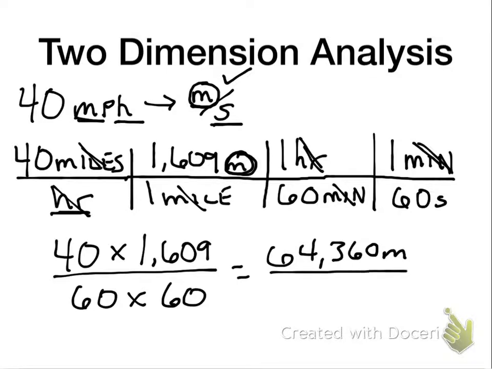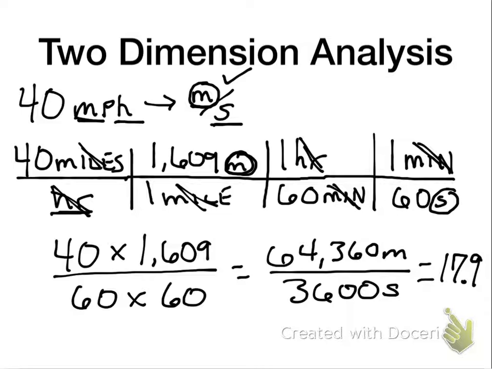So that's meters divided by 60 times 60, which is 3,600 seconds. And once again, seconds is the only unit available to us because everything in the denominator canceled out. So you take 64,360 and you divide it by 3,600, and you get 17.9 meters per second. So that should have been our final answer for that two-dimensional analysis problem of converting miles per hour into meters per second. Let's look at another one.